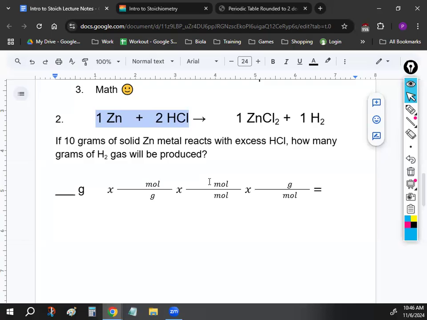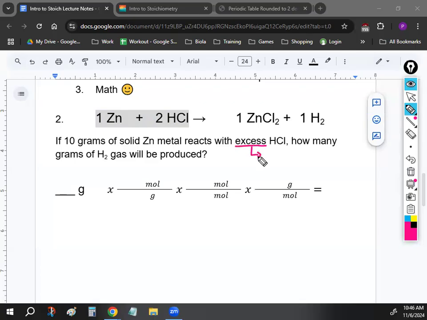Okay, now on your paper, I want you guys to make a quick note. I want you to write the word excess. What excess means is you have so much that you don't need to worry about. So you can just write so much, but if you ever see the term excess in a chemistry class, it just means you have so much of that chemical you don't need to worry about it. So what I did was I put 10 grams of Zn in there, and I put a lot of HCl so that you don't need to worry about whether you're going to run out or not.